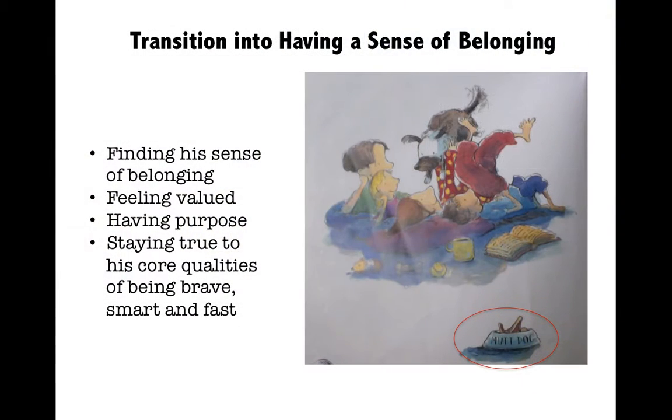In this final image, there is a food bowl with Mutt Dog's name labelled on it, and this is a name that he has kept from the beginning but has now found his sense of belonging and feels valued. Mutt Dog has used his core qualities of being brave, smart and fast to overcome this transition out of homelessness, and it is these qualities that have been maintained throughout the transitions as he is faced with these challenges.